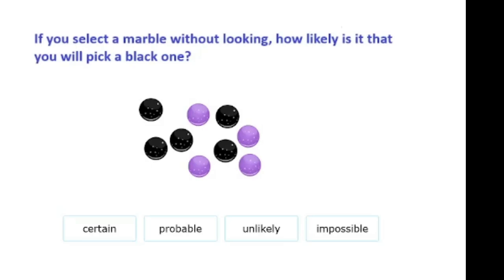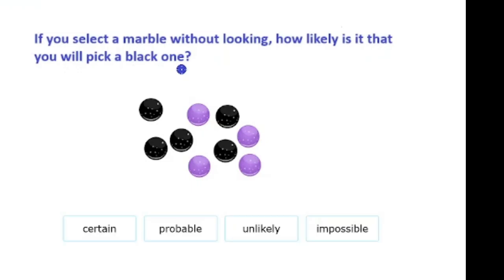In this video, we are going to be looking at understanding words like certain, probable, unlikely, and impossible. So if you have a problem like this one that says, if you select a marble without looking, how likely is it that you will pick a black one?